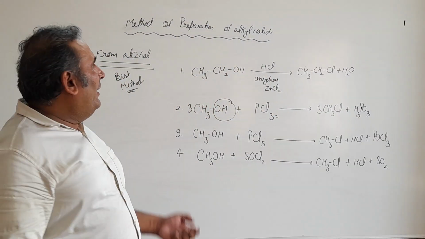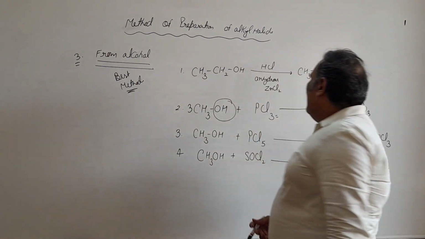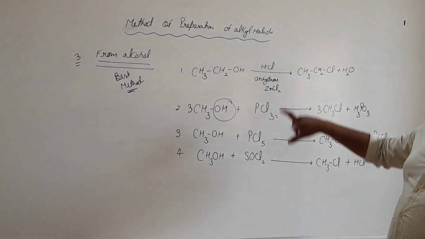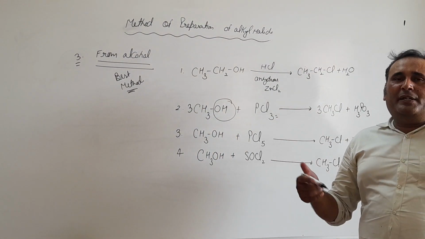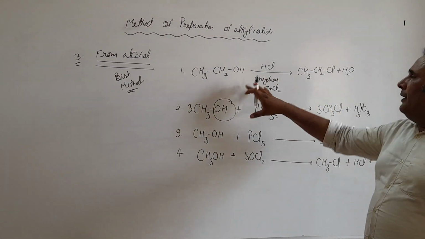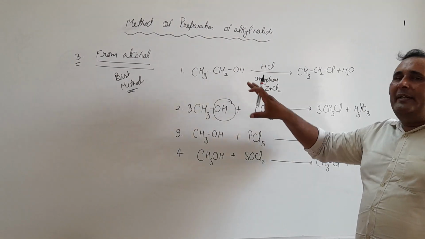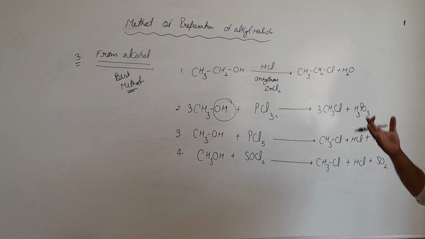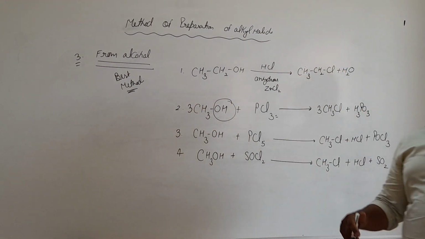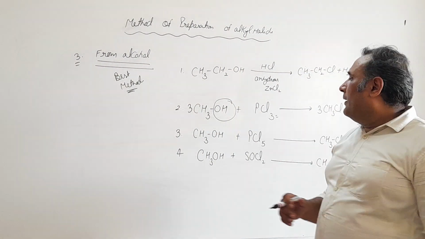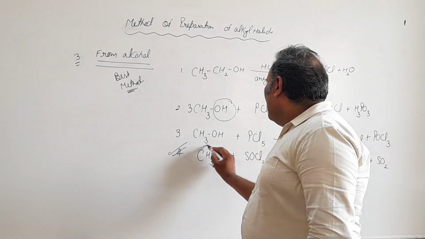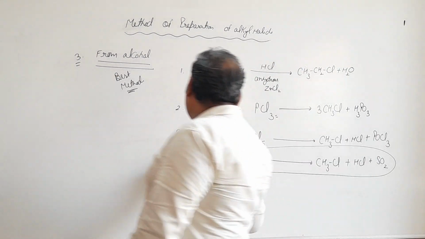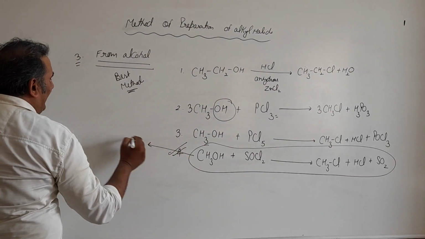So we can say if we are using alcohol, then we have 4 different types of chlorinating agents which we can use to convert alcohol into alkyl halide. But which of these 4 methods do we have to prefer? We have to prefer the 4th method. That is the best method.